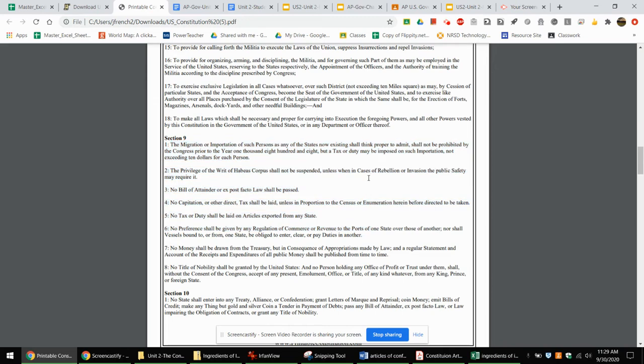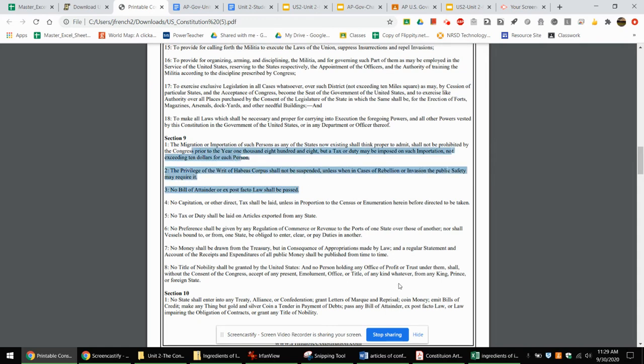So there's no bill of attainders. Congress can't write a law to arrest somebody. They can't suspend the writ of habeas corpus unless it's an emergency in case of a rebellion. But people need to be able to go through some sort of trial before they are put in jail. So these are some of the things that Congress can't do. It's like a mini Bill of Rights.